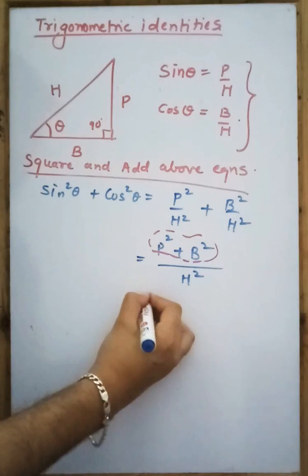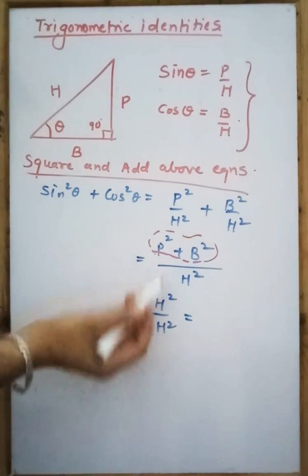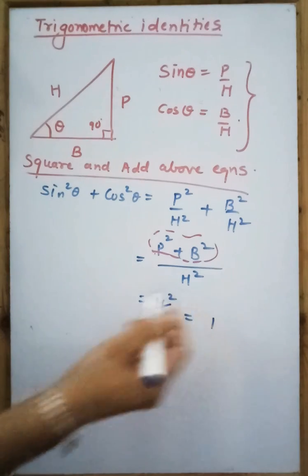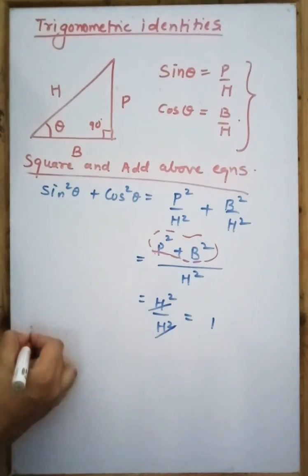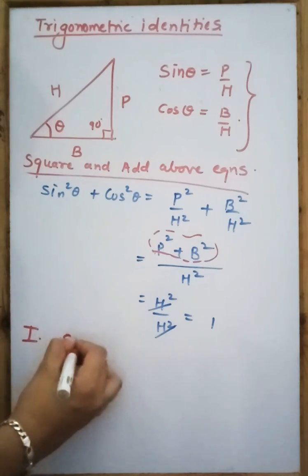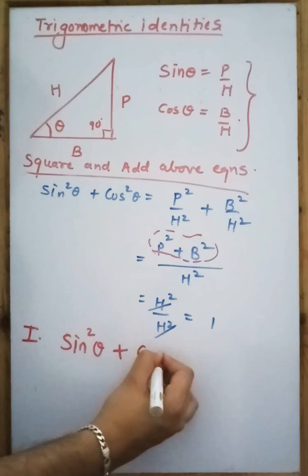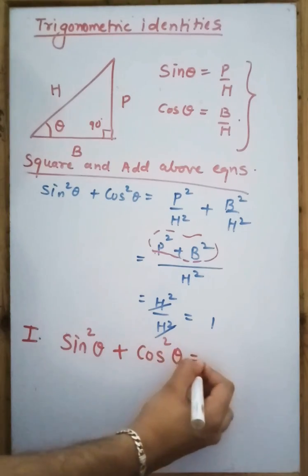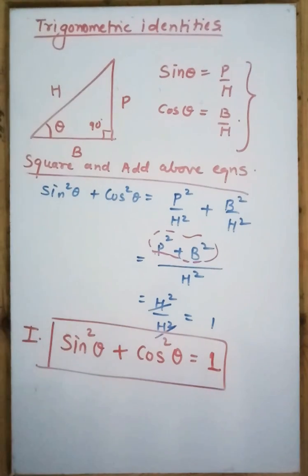So we can rewrite this as h square over h square, so this gets cancelled, and what do we get? We'll get 1. So dear children, this is the first trigonometric identity which we are having, very very important, which says the sum of the square of the sine of some angle and the cosine of the same angle is 1, which is sine square theta plus cos square theta is 1.